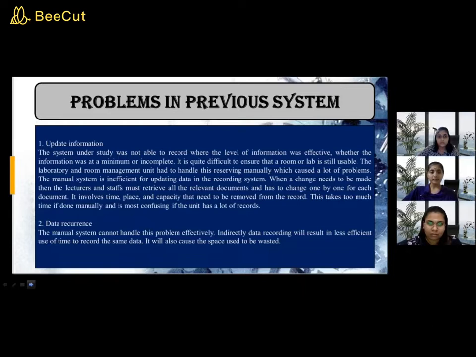Second is data recurrence. The manual system cannot handle this problem effectively. Indirectly, data recording will result in less efficient use of time to record the same data. It will also cause the space used to be wasted.